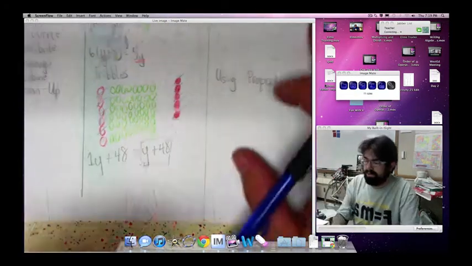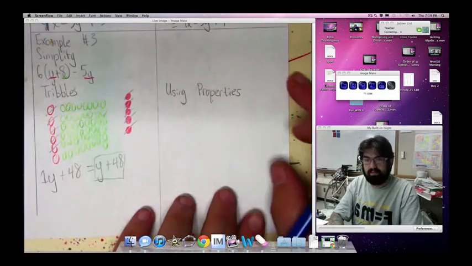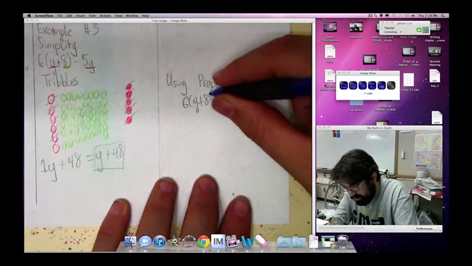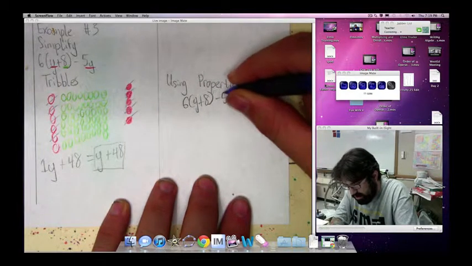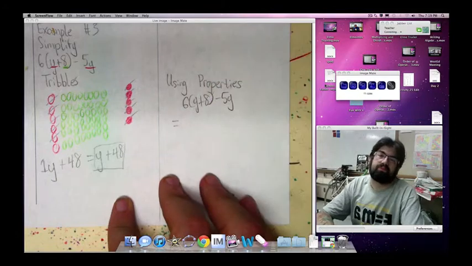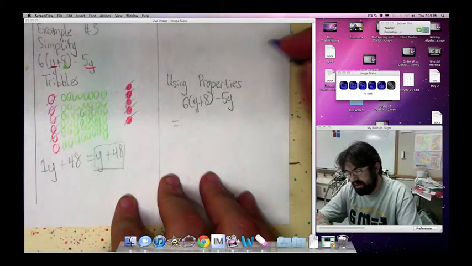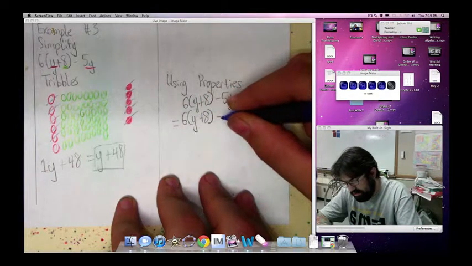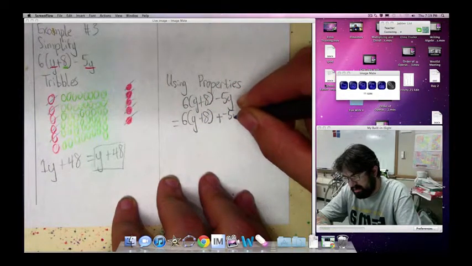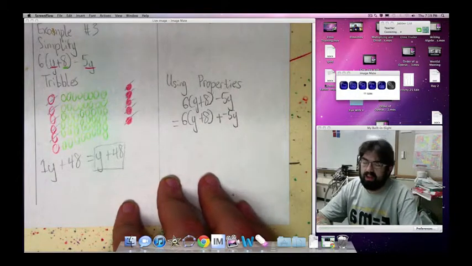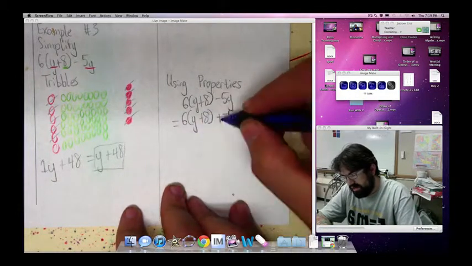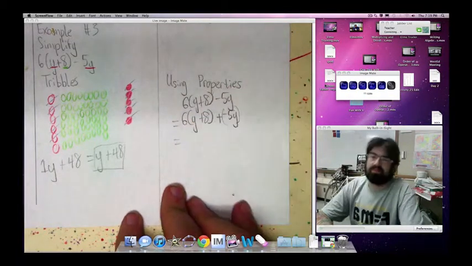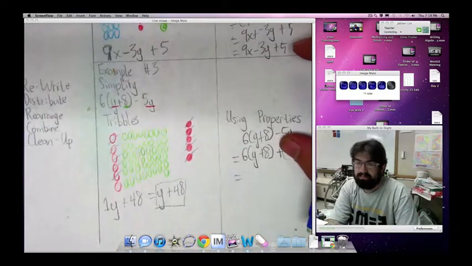So going back over here, using properties, here we go. I'm going to start with 6 times the sum of y plus 8 minus 5y equals. Okay? First step, rewrite. And you know me, I like my plus negative 5y. Just how I am. Heck, you can even put it in parentheses so it looks a little better.